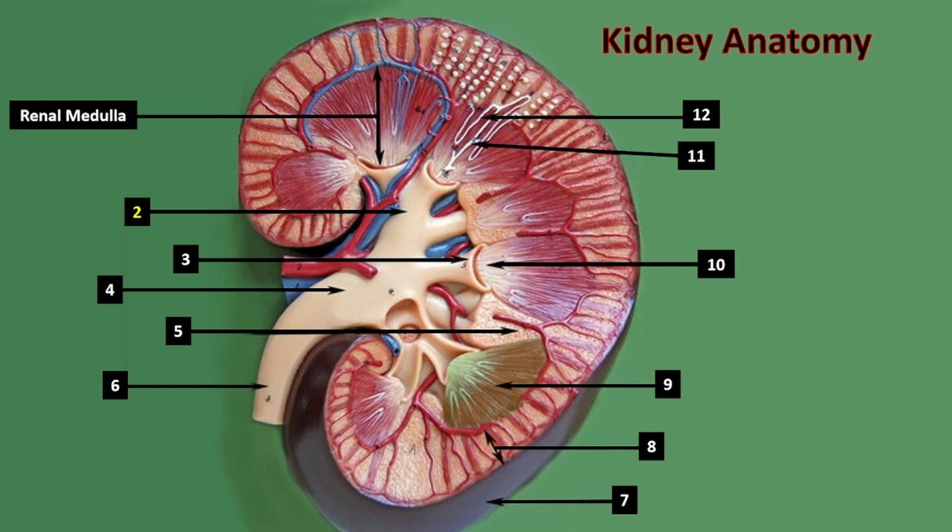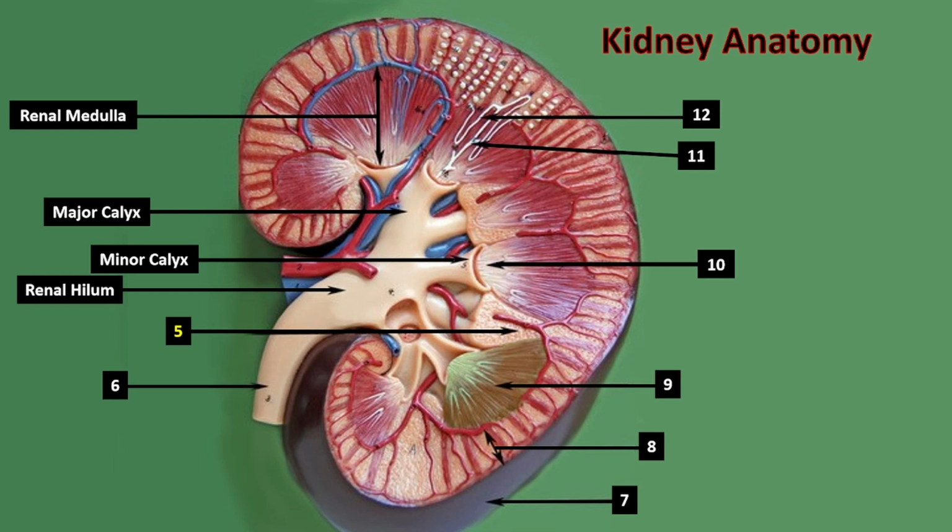It is funnel-shaped in appearance that aids in draining urine to the ureter. Major calyx. Number 3 is a small cup-like structure that collects urine from the papillary ducts. Minor calyx. Number 4. It is the entry and exit site for structures servicing the kidneys such as vessels, nerves, lymphatics, and ureters. Renal hilum.